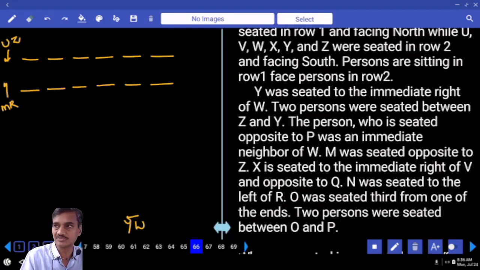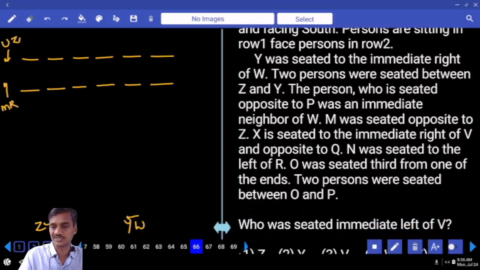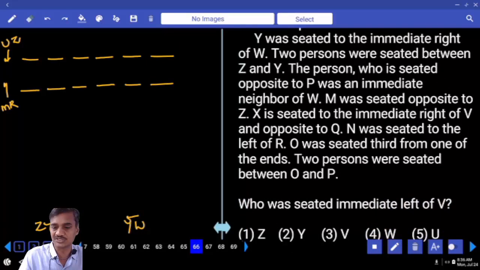And there are 2 persons in between Z and Y. There must be exactly 2 people in between Z and Y. The person seated opposite to P is an immediate neighbor of W. M is seated opposite to Z. X is seated to the immediate right of V and opposite Q. N was seated to the left of R, and O was seated second from one of them.